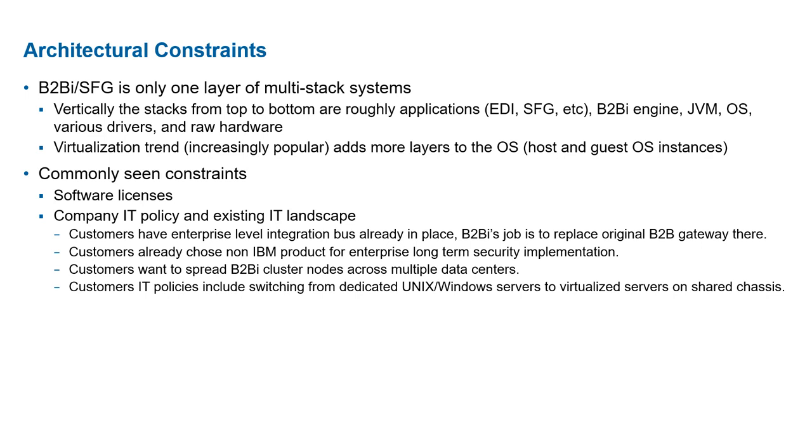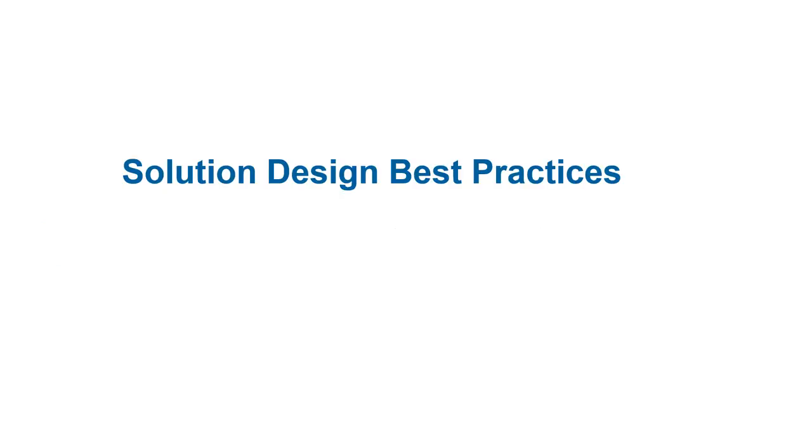on shared chassis. So the key takeaway is B2B or Sterling File Gateway is one component in a multi-layered system architecture, and virtualization adds complexity to the stack. So deployment and integration of B2BI must consider these various constraints, including the software licenses, the existing IT landscape, the distributed deployment topology, and the virtualization policies when you design that.